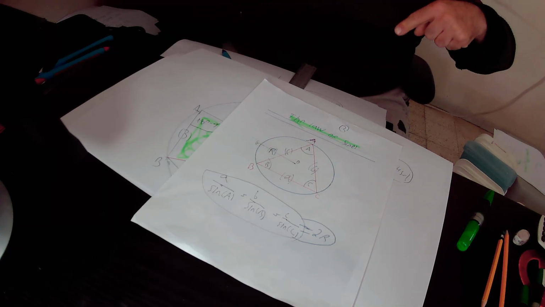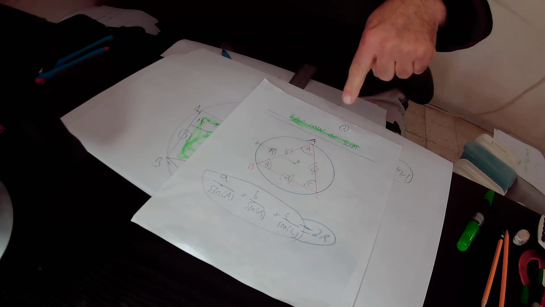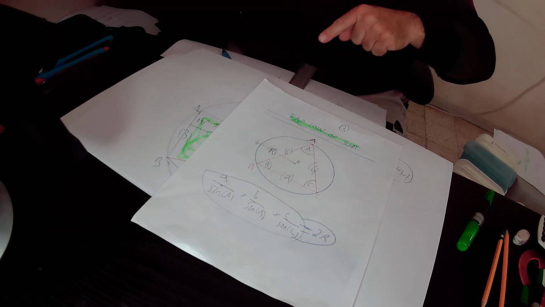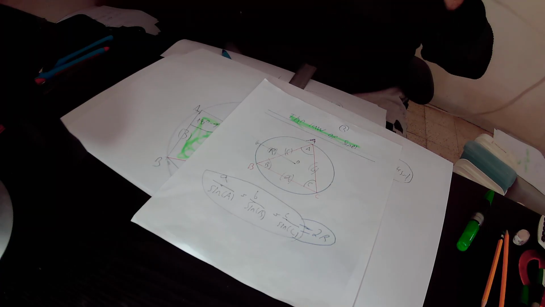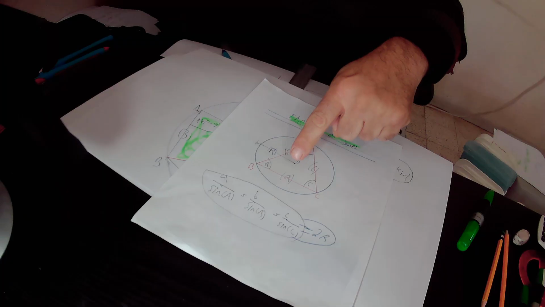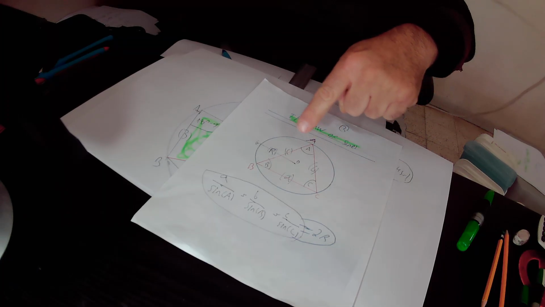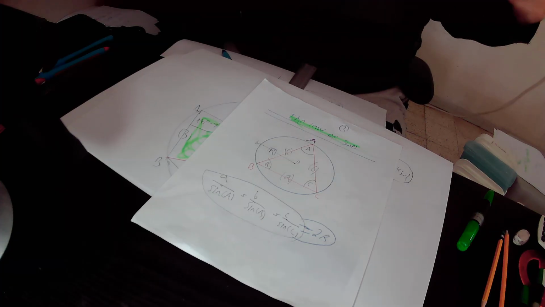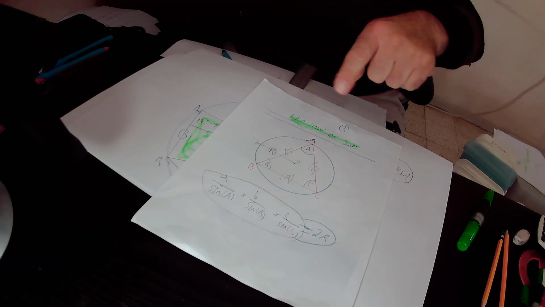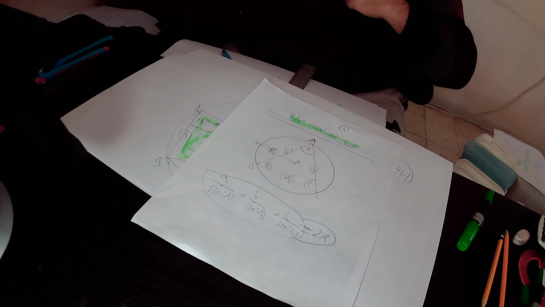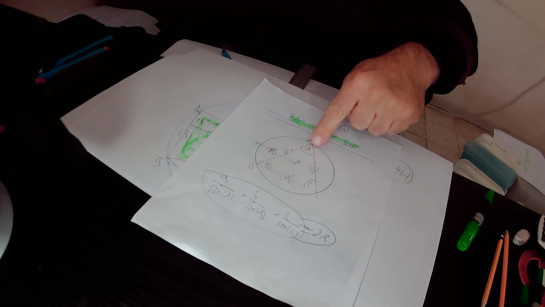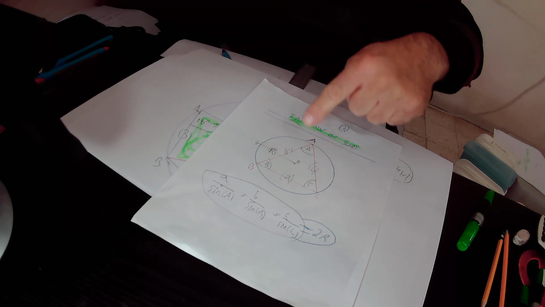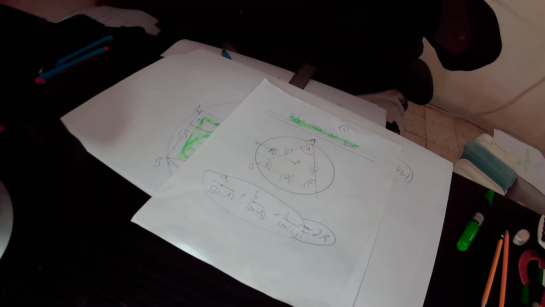In addition, we know that triangle ABC is inscribed by this circle. This circle circumscribes triangle ABC. We know that the radius of this circle is R. So according to the law of sines in its full version, the following equation is true: A over sine A equals B over sine B equals C over sine C equals 2R, and R is the radius of this circle that circumscribes triangle ABC.